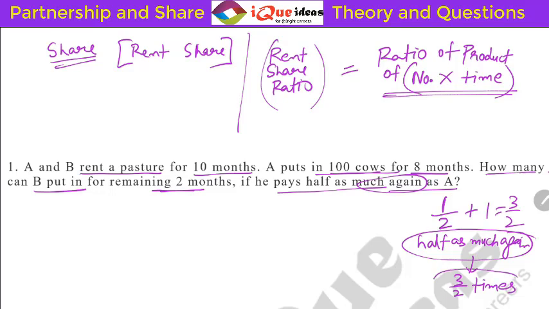So when I say half as much again, what it means to say is 3/2 times. So first thing is this one. First trick was this one. Okay, so it is 3/2 times. Now come back to the question.